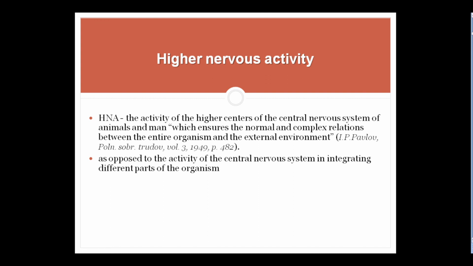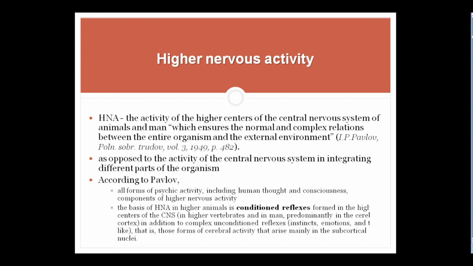This is as opposed to the activity of the central nervous system in integrating different parts of the organism, which is called lower nervous activity. Lower nervous activity basically controls the functions of the visceral organs within the organism. According to Pavlov, high nervous activity includes all forms of psychic activity like thoughts and consciousness. They are components of high nervous activity. And the high nervous activity of humans and animals is based on conditioned reflexes.